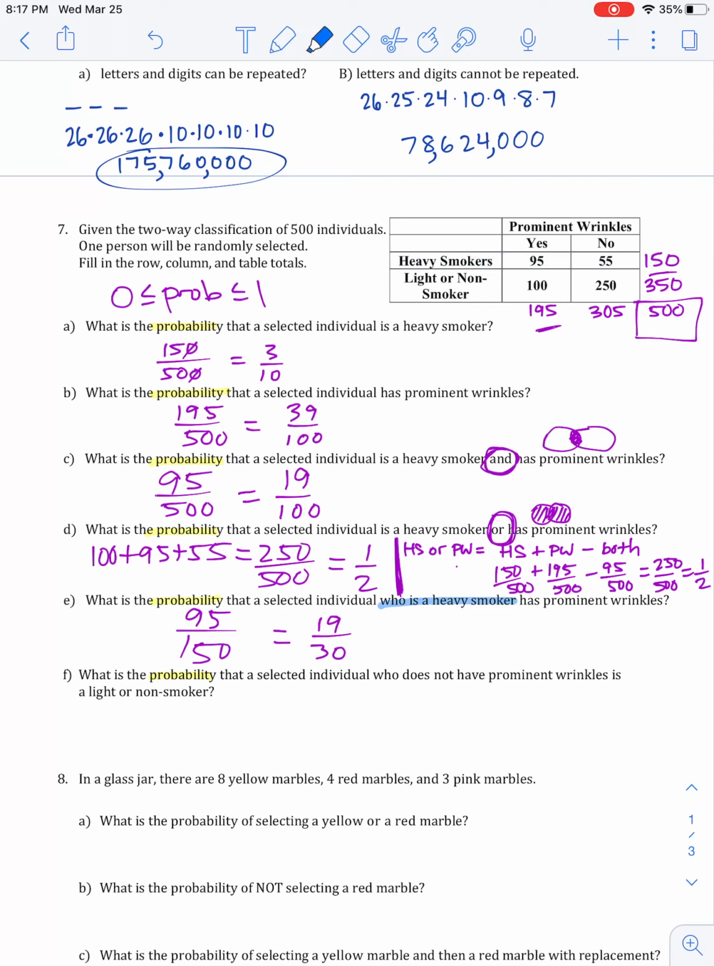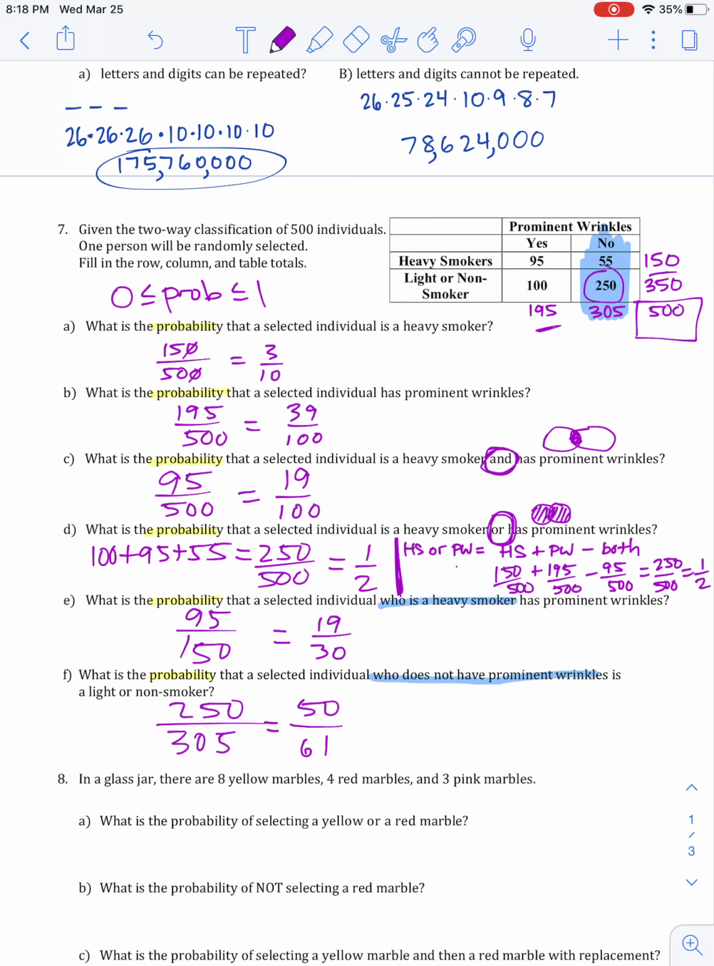So what's the given part? Who does not have prominent wrinkles? Prominent wrinkles, no. I'm only looking at this column now. Those 305 people is all I'm considering. That's my denominator. Now what's the probability of these people that we have a light or non-smoker? That's 250 out of 305. So when I reduce this, I get 50 over 61.